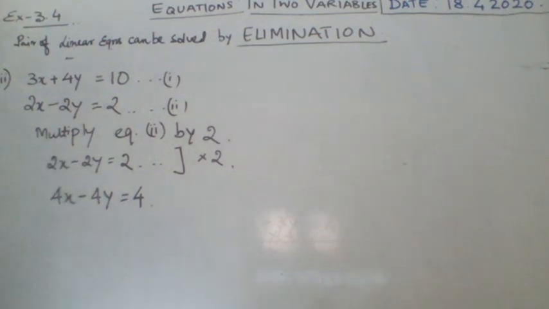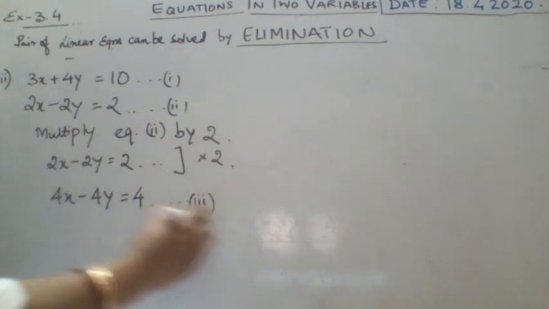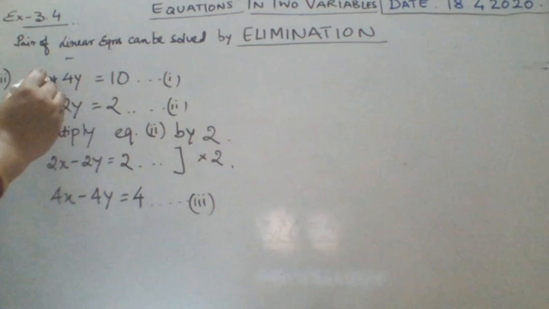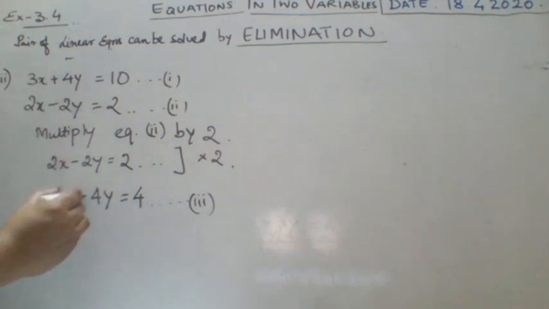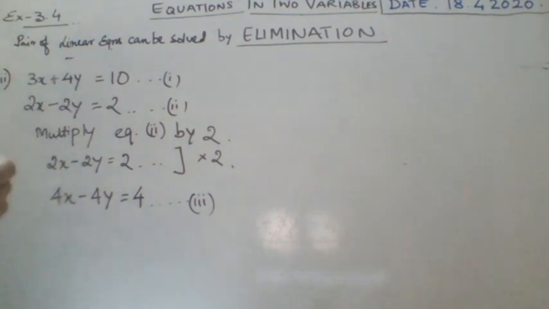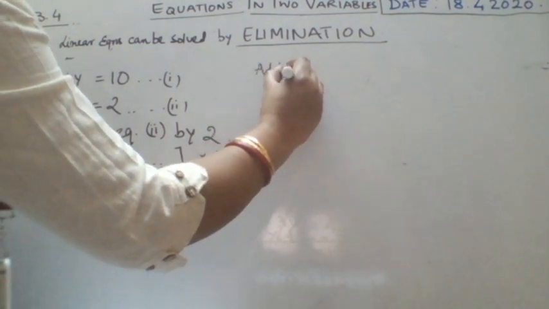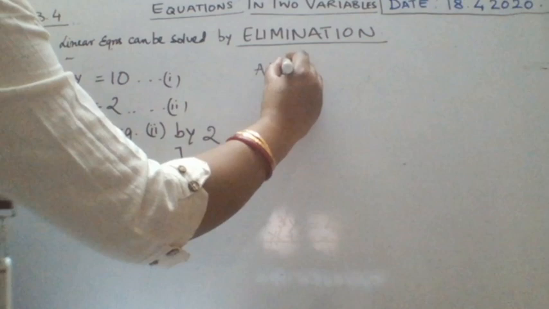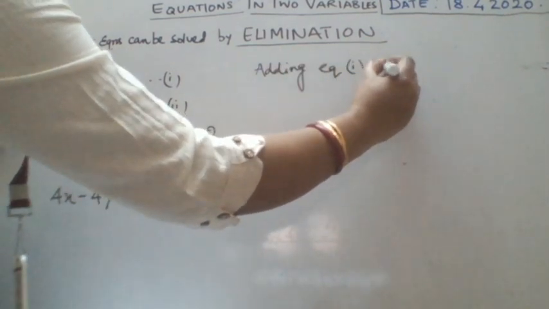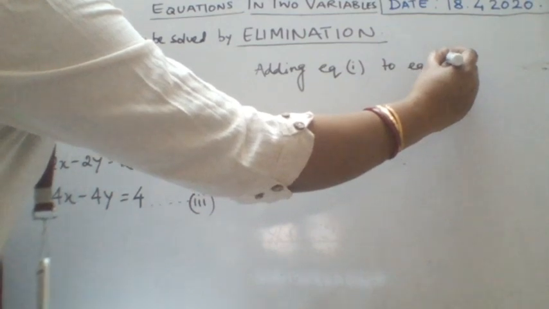Equal to 4. Now this is your third equation. This one is with positive sign, this with negative sign. The first one with plus 4y and the third equation is with negative sign. So definitely we are going to add. By adding equation number 1 to equation number 3.